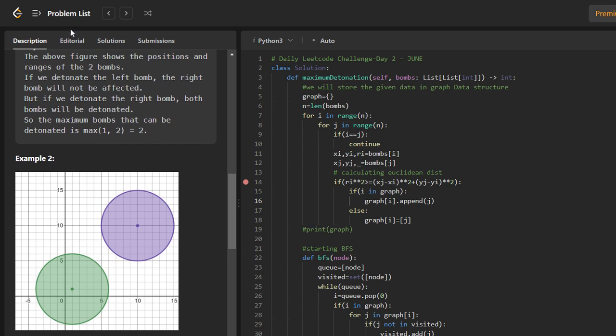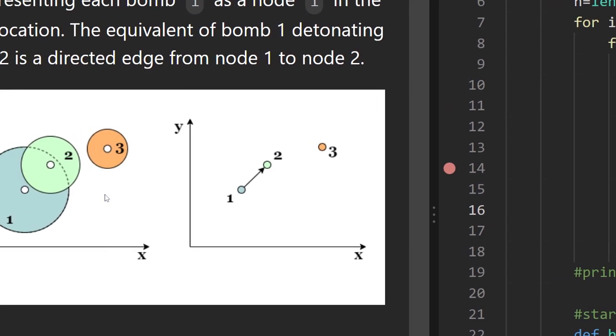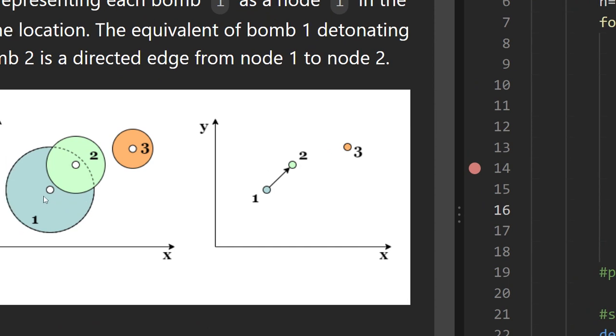What I mean to say is like this. If you see here, you can clearly see the blast of the blue will lead to blast of the green. That means in terms of the graph, I will store it: for this node, I will make a pointer edge to green.